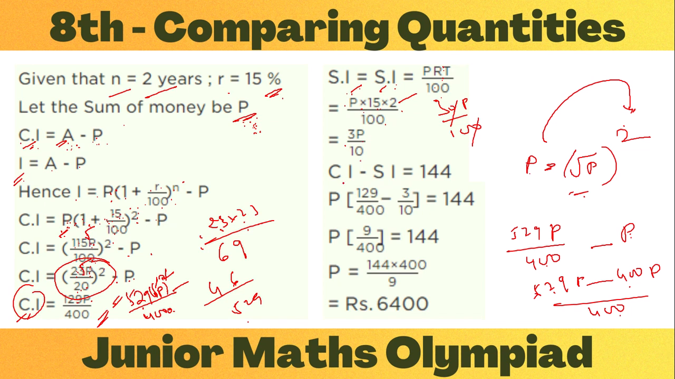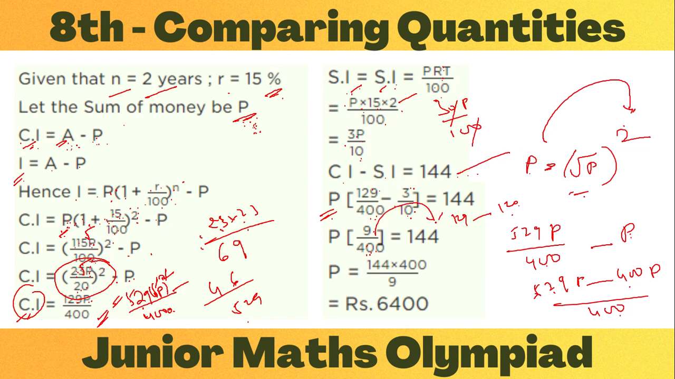But compound interest minus simple interest difference is 144, given in the question. If we substitute the values, 129P by 400 minus 3P by 10 equals 144. P we can take common. 129 by 400 minus 3 by 10 will remain. LCM is 400. 400 one times 400, 1 into 129, 129. 10, 40 times 400, 40 into 3, 120 we will get. 129 minus 120 equals 9. 9 by 400 will remain.